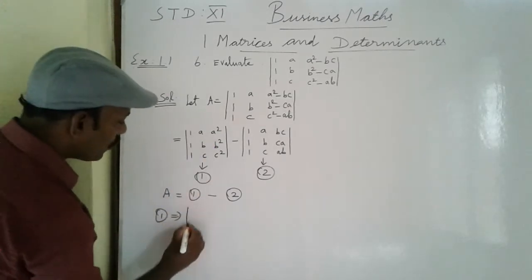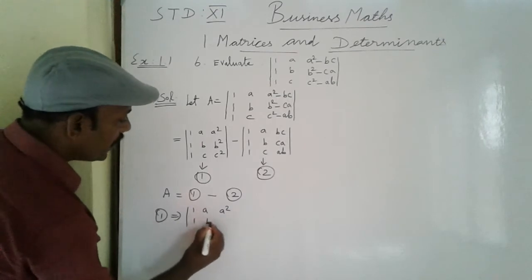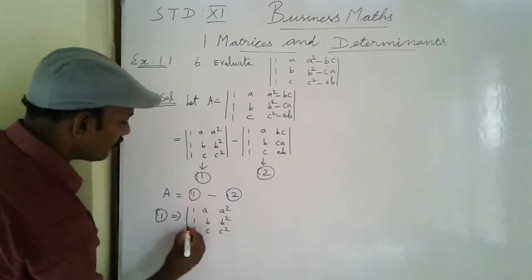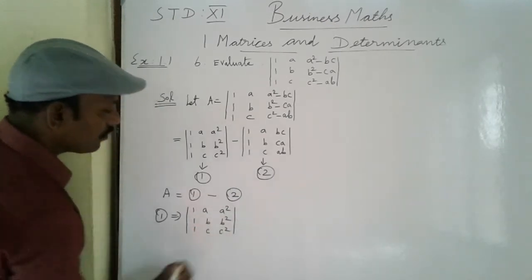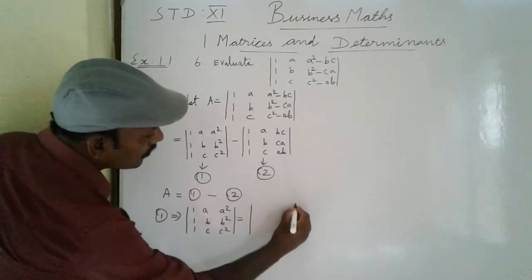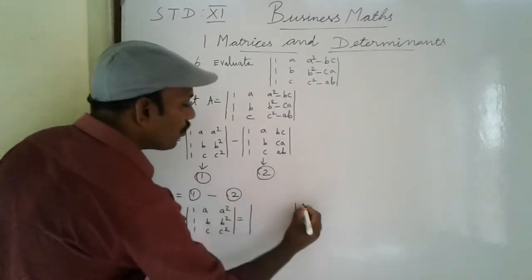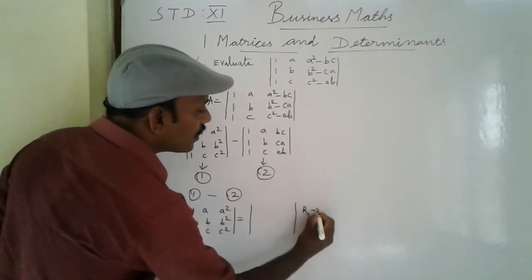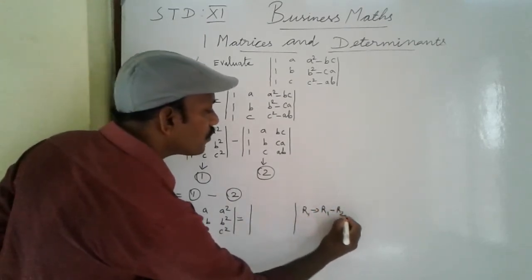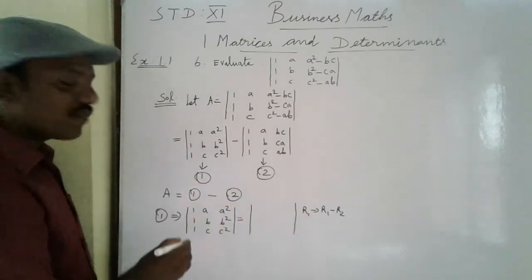First equation is what? 1, a, a square; 1, b, b square; 1, c, c square, equal to this determinant. Some determinant rules we should follow. The first one, R1, first row, R1 interchange, it's R1 minus R2. The row 1 minus row 2 we should put in R1, first row.